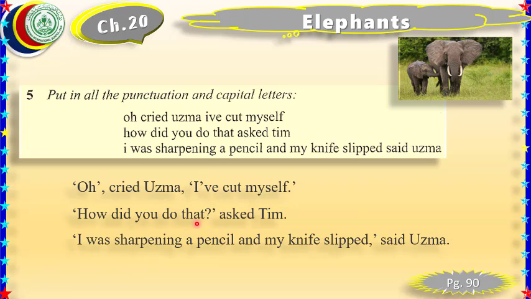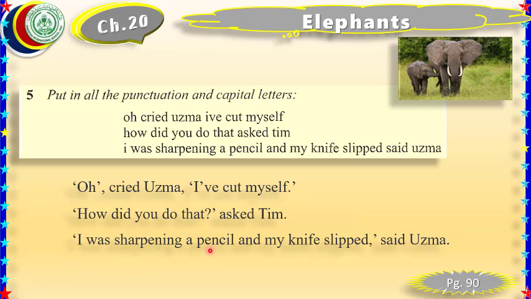"How did you do that?" This is a question. The whole will be in inverted commas. Before it, inverted comma will begin, and after the question mark, inverted comma will close. Asked Tim. T for Tim is capital because Tim is the name and first letter of a name is always capital.